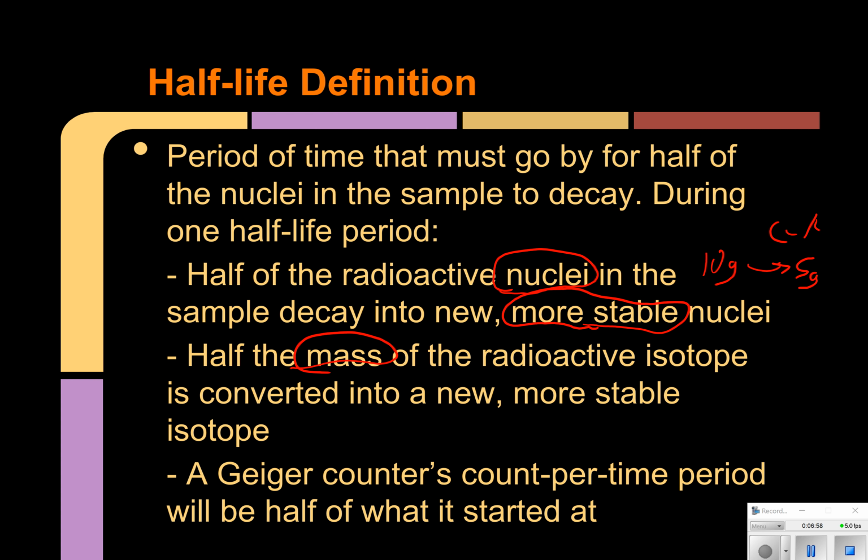But if we were using a Geiger counter to measure half-lives, after one half-life, that Geiger counter is going to be counting half as much as it was before, since half of those radioactive nuclei were changed into more stable nuclei that are no longer radioactive and emitting radioactive particles, like beta particles and positron particles.